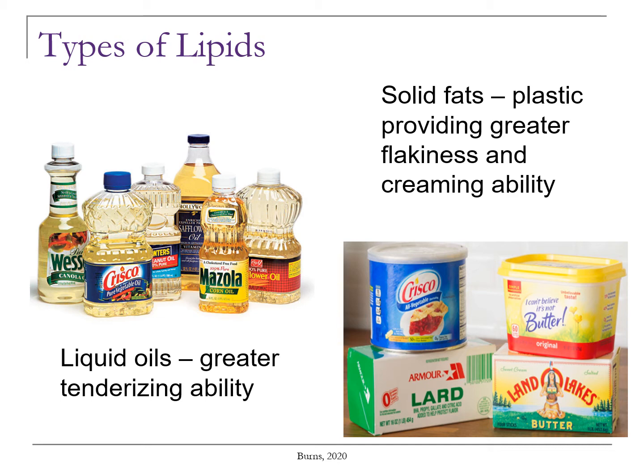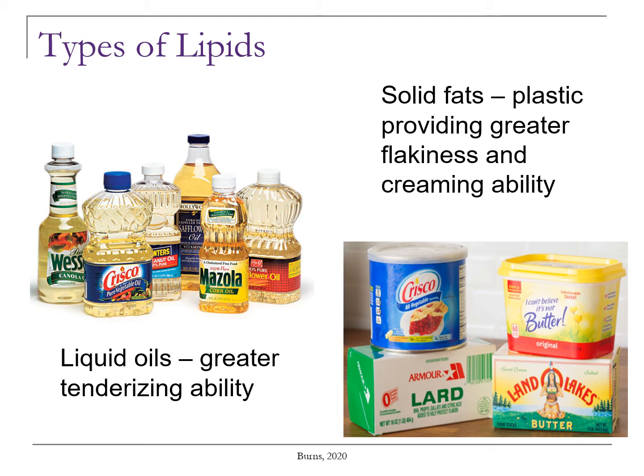The liquid oils, such as vegetable oil, corn oil, and canola oil, are those that are liquid at room temperature. They have a greater tenderizing ability in baked goods and are used for frying foods, such as deep fat fried anything. The solid or plastic fats are those that are solid at room temperature. Plastic fats are those that are moldable or take the shape of the container in which they are in.